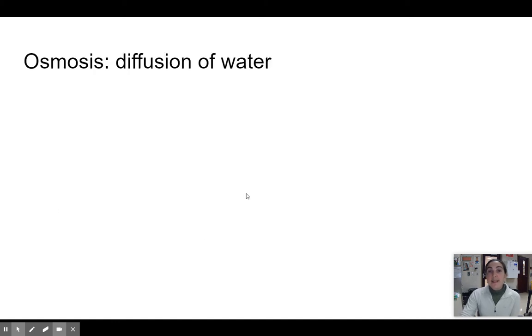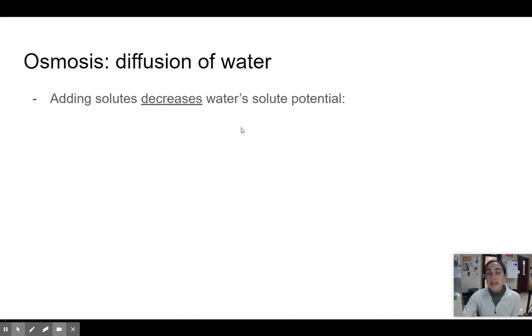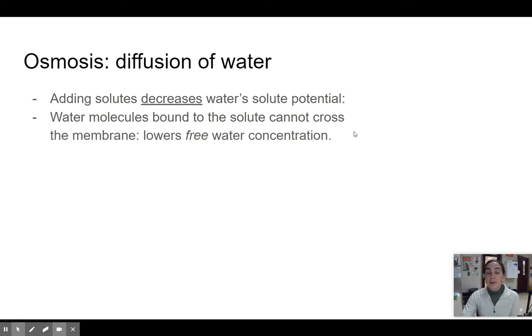So the way that solute potential part works, because when we're looking at something like osmosis, we're really focusing more on the solute concentrations. Pressure doesn't make a huge difference if you're just talking about water moving in and out of a cell in most cases. Most of that movement is just due to solute concentration. When you add solute, it actually decreases the solute potential of water, because like I said before, the water molecules that are bound to the solute can't cross the membrane.